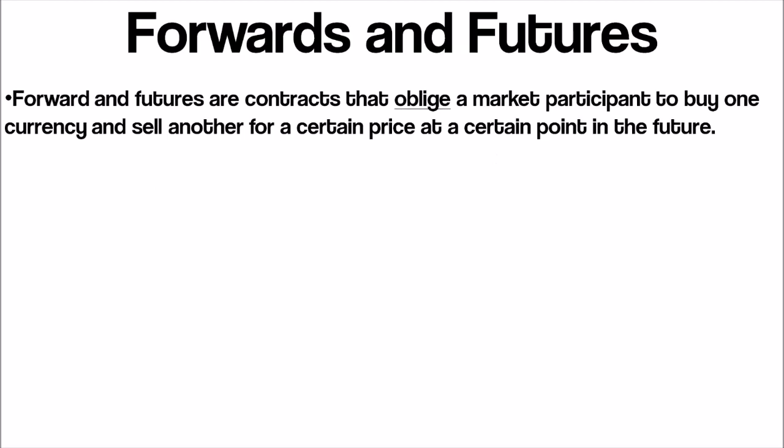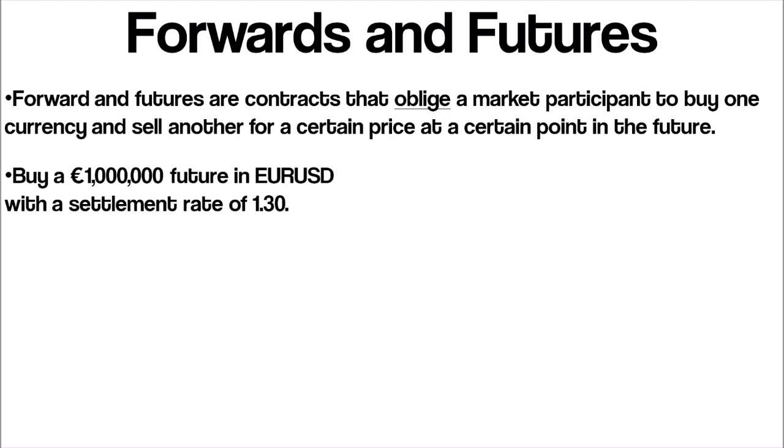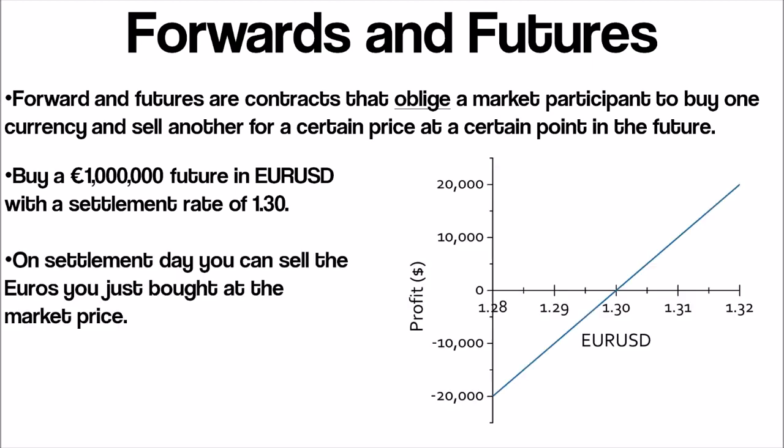These are contracts which trade in a market, which oblige a market participant to buy or sell one currency against another at a certain time in the future at a certain predetermined rate. So for example, you could buy 1 million euros of a euro-dollar future or euro-dollar forward with a settlement rate of 1.3. So what that means is that when it comes to the settlement date, you'll be obliged to buy 1 million euros against dollars at a rate of 1.3.